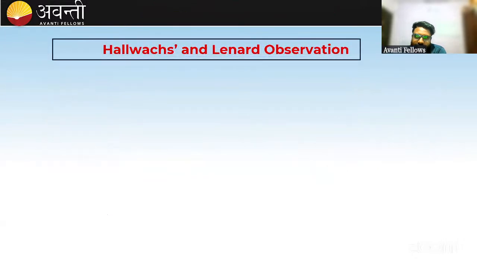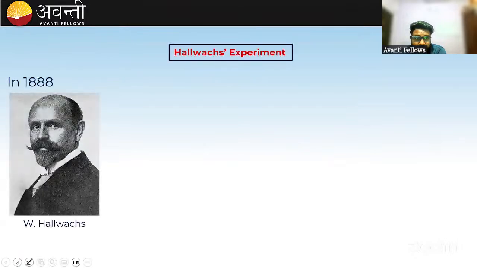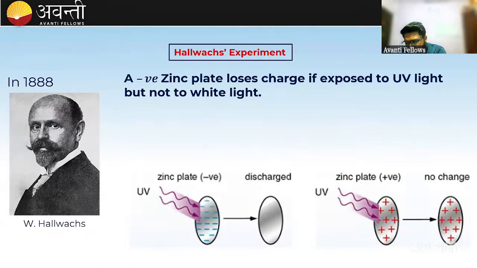After that, there are two most important observations made in this way, by Hallwachs and Lenard. What did they include? First of all, we will discuss Hallwachs' experiment. What this particular physicist has observed is that a negative zinc plate loses charge if exposed to UV light but not to white light.